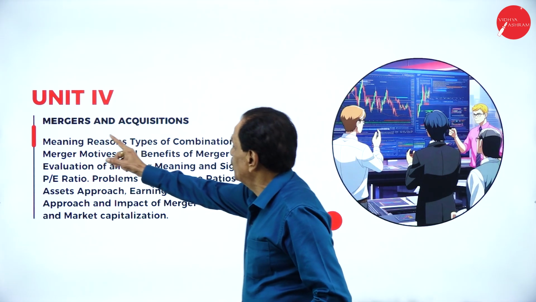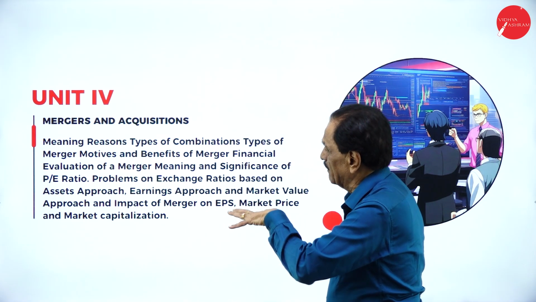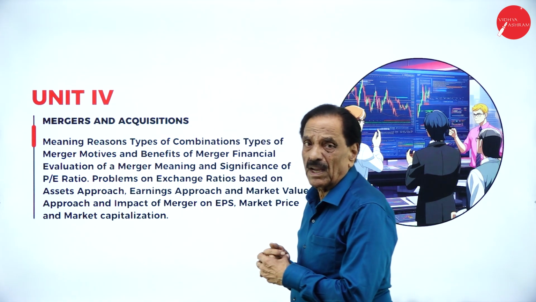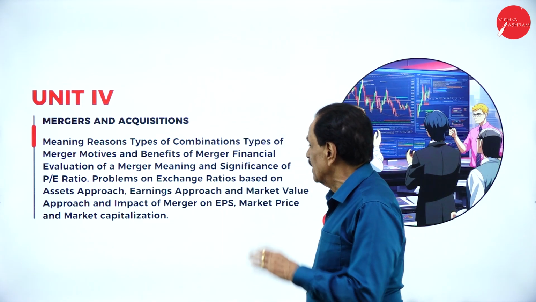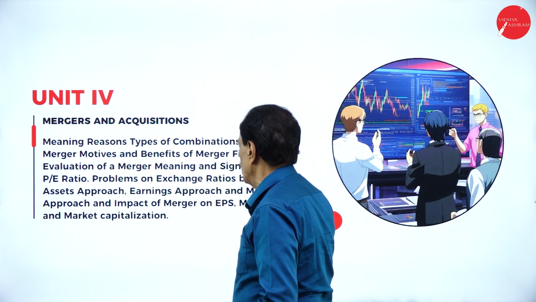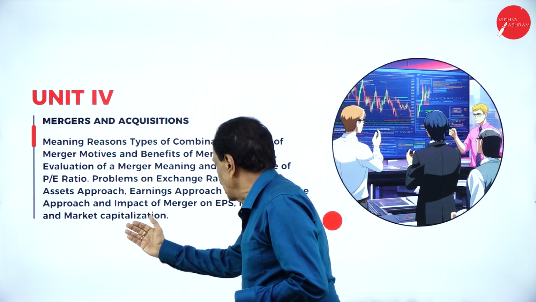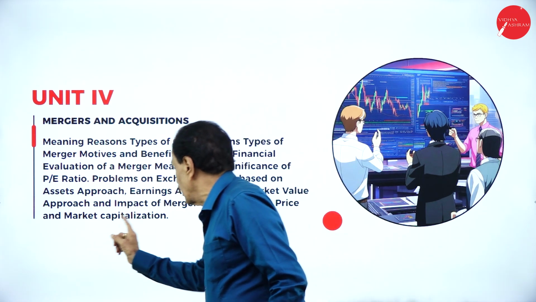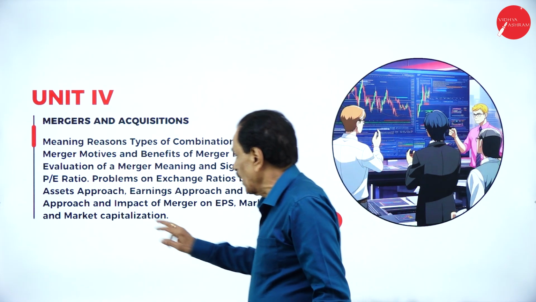We'll move on to merger and acquisition, meaning. What do you mean by merger? What do you mean by acquisition? Meaning, reasons, types of combination, types of merger, motivation and benefits of merger, financial evaluation of a merger, meaning and significance of price-earnings ratio, problems on exchange ratio based on asset approach, earning approach, and market value approach, and impact of merger on earnings. EPS means earnings per share, market price, and market capitalization. Here a problem will be asked for 10 marks. You have to calculate problems here.